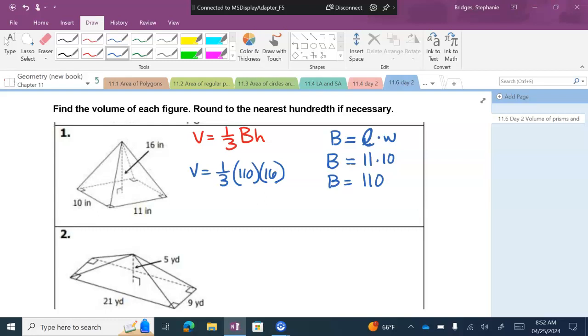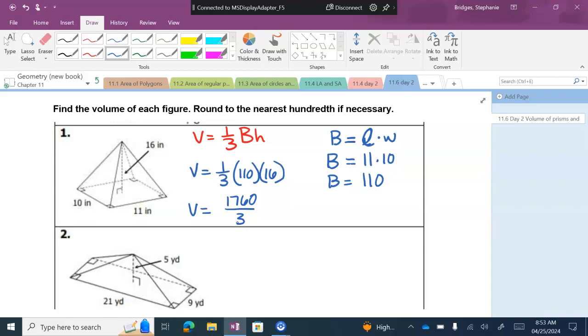But remember, we don't want to leave our answers like this. So we can just hit our second, our fraction, and enter again. And this is what I got. I got 1,760 over 3. Now that's one option. However, if we are not comfortable with dealing with the fractions in the calculator, this is what we can do.